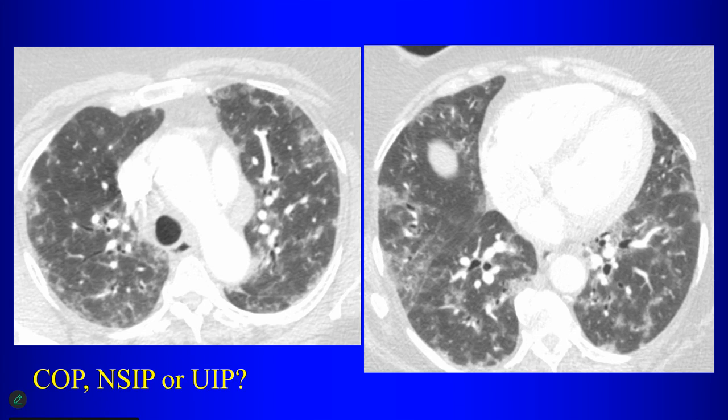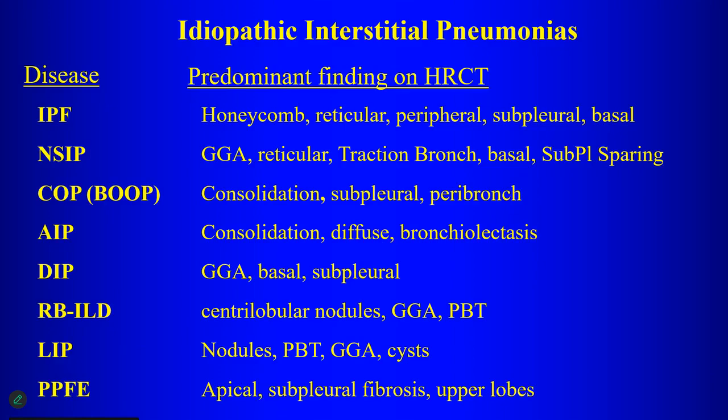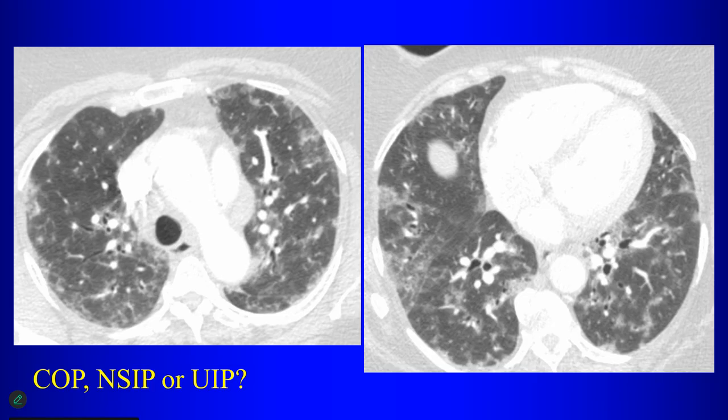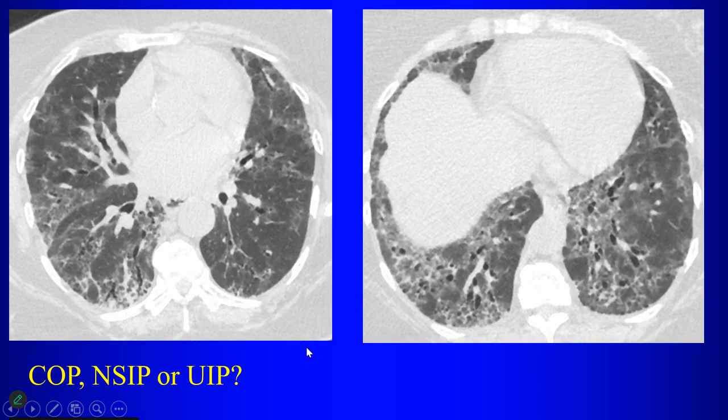For UIP, what would you look for? Honeycombing, but you can have UIP without honeycombing, where you would look for reticular peripheral opacity associated with fibrosis, traction bronchiectasis. Do you have that? No. All right, so by process of elimination, what is the finding here that's associated with COP? The peripheral distribution, right? You have airspace opacities in a peripheral distribution. So of the 3 choices, COP is the one that fits the best.